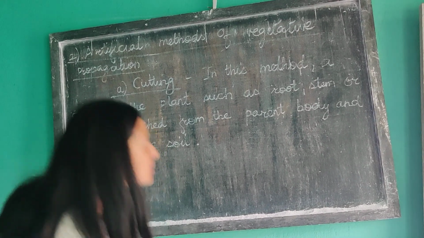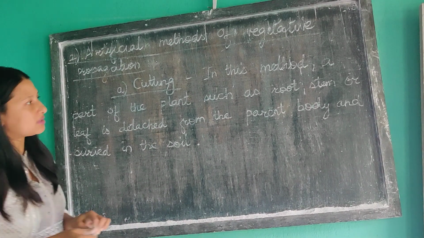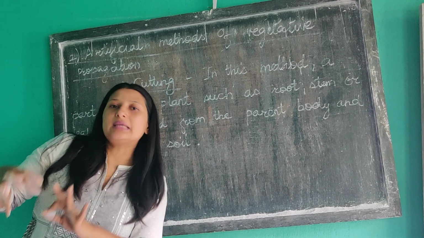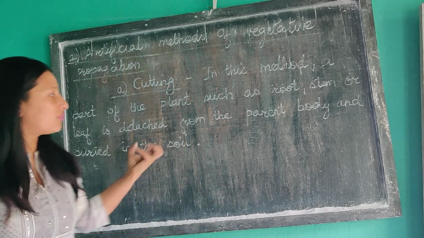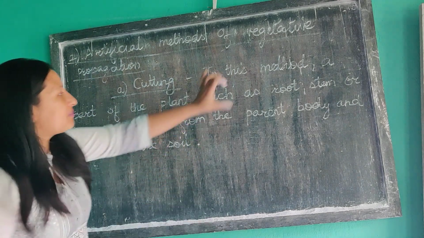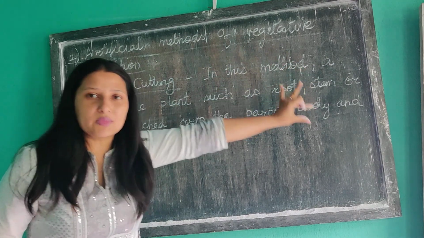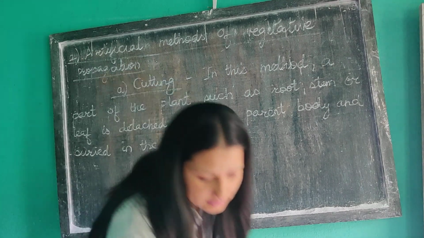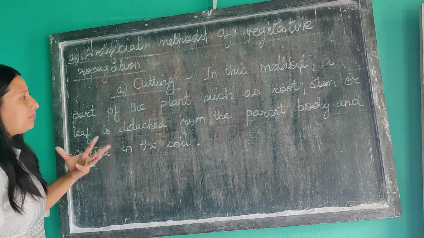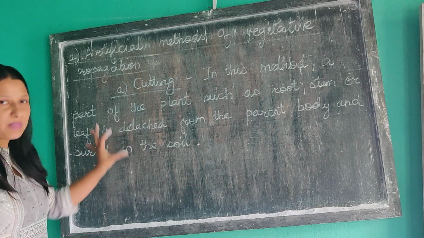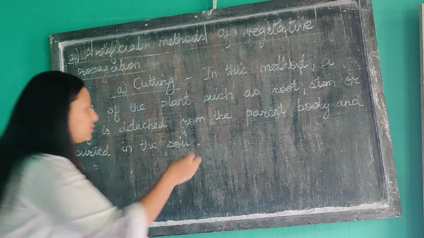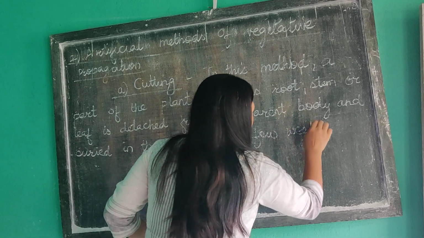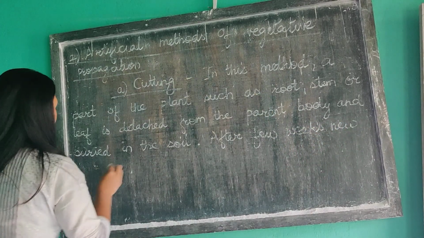So what is done in this method: a part of the plant, such as maybe the root, is cut, or the stem is cut, or the leaf is cut from the parent plant and then it is buried into the soil. So when it is buried into the soil, from this cutting, from the root cutting or the stem cutting or the leaf cutting, new plants arise. So this method is known as cutting. Okay, so after a few weeks of burying, new plants arise from that cutting.